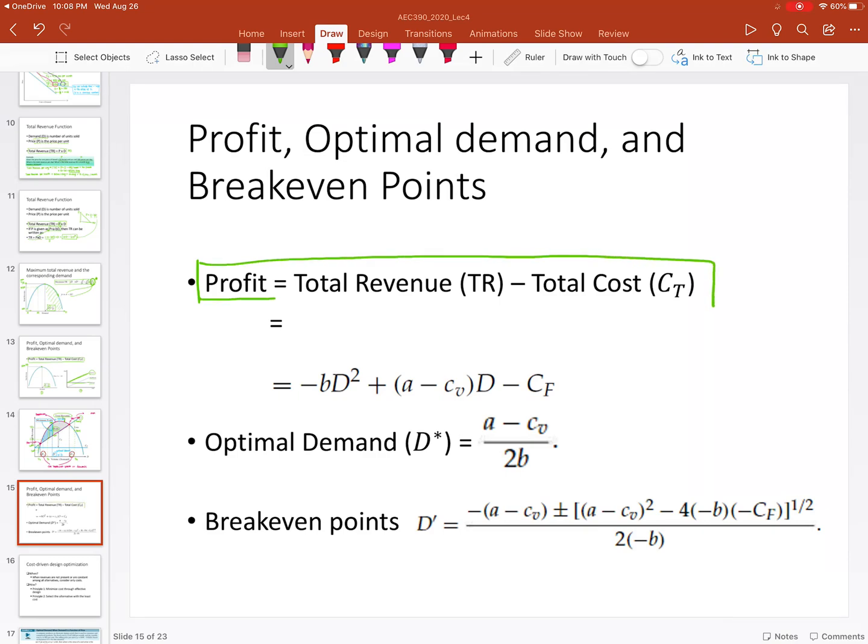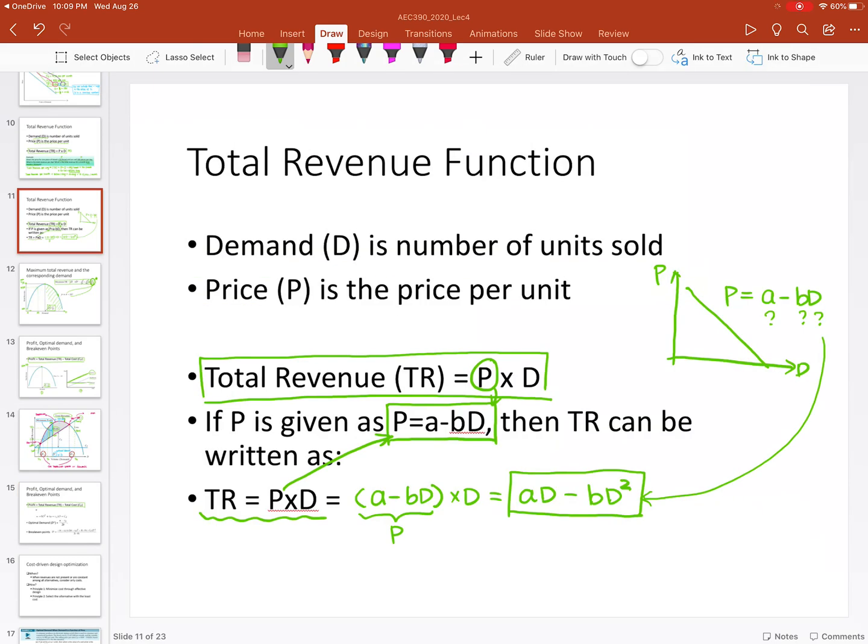The profit is total revenue minus total cost. That's very easy to understand. But to calculate, we need to write it into a formula, right? So what is TR? The total revenue, did you remember that? We have written it as AD minus BD squared, right?